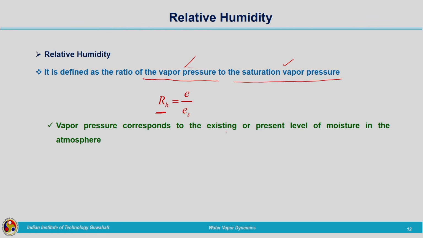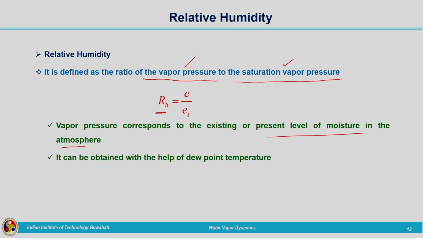Vapor pressure corresponds to the existing or present level of moisture in the atmosphere. How can we obtain that? We can make use of dew point temperature for getting the relative humidity. What is dew point temperature? That we will see in the next slide. So relative humidity is the ratio of vapor pressure to the saturation vapor pressure. Now you know what is meant by vapor pressure, you also know what is meant by saturation vapor pressure. If you know these two values, you can get the value corresponding to relative humidity.